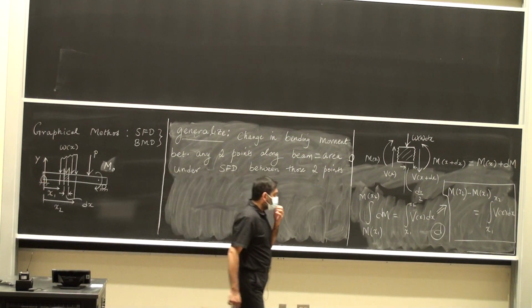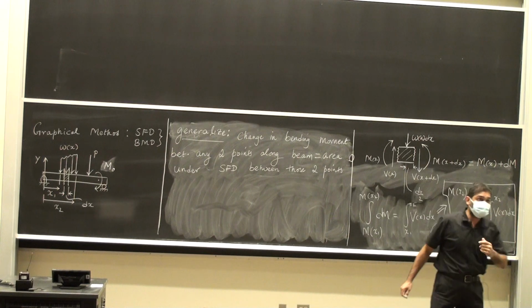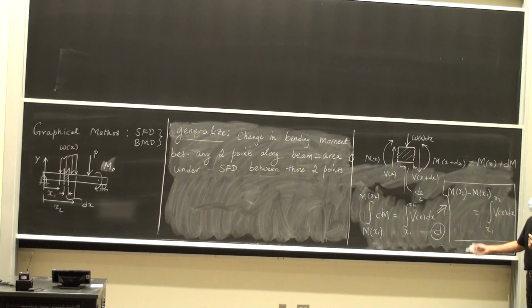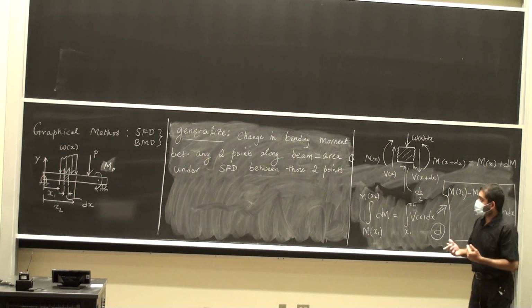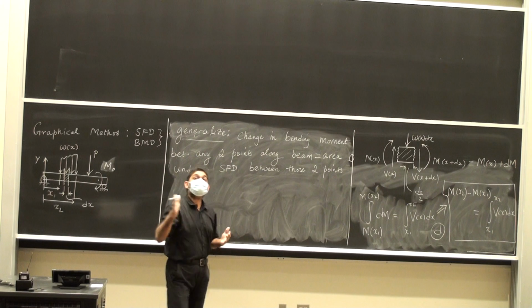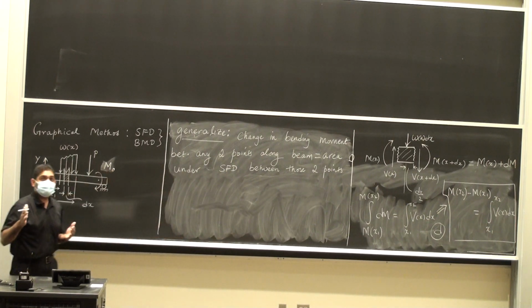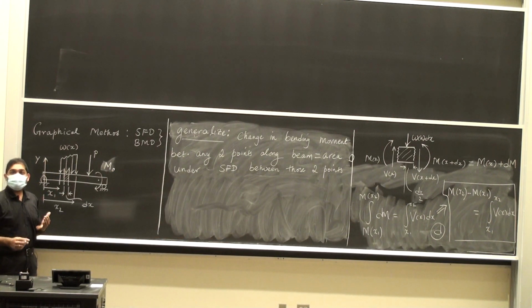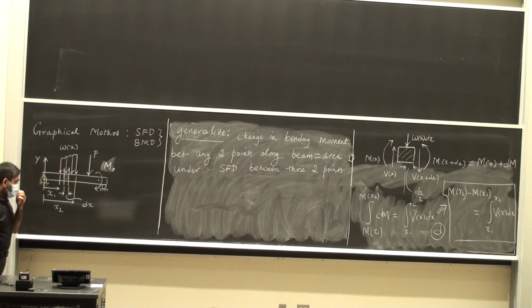Third conclusion is that the slope of the bending moment curve or bending moment diagram at any point is equal to the shear force value. And the last conclusion that we have is that the change in the bending moment value between any 2 points along the length of the beam is equal to the area under the shear force diagram. Okay, so these are all the things that we need.